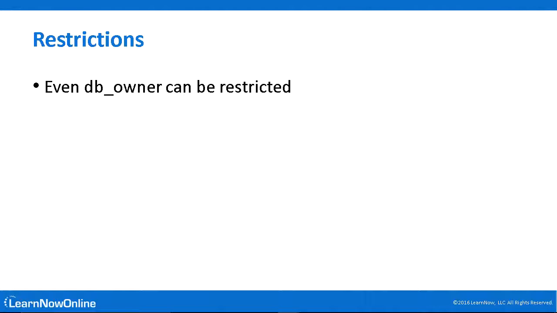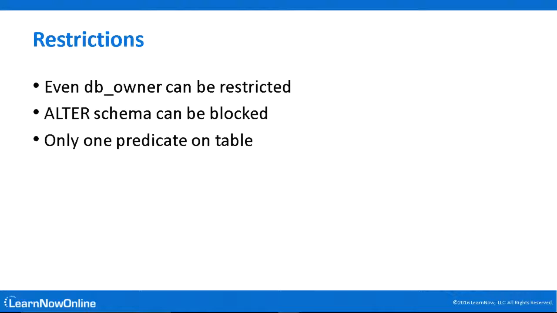There are restrictions for row-level security. If the DB user, a member of the DB owner role, or the table owner queries a table that has a security policy defined and enabled, the rows are filtered or blocked as defined by the security policy. Attempts to alter the schema of the table bound by a schema-bound security policy will result in an error. However, the columns not referenced by the predicate can be altered.